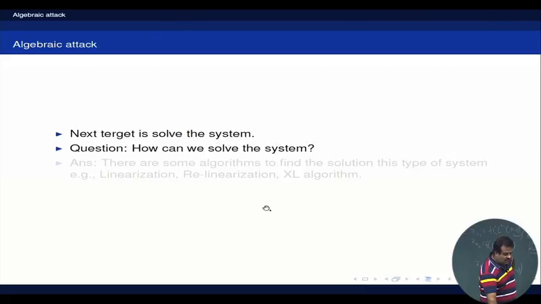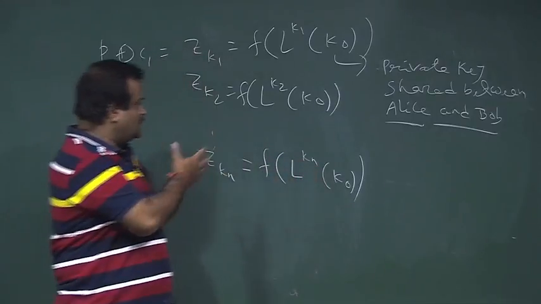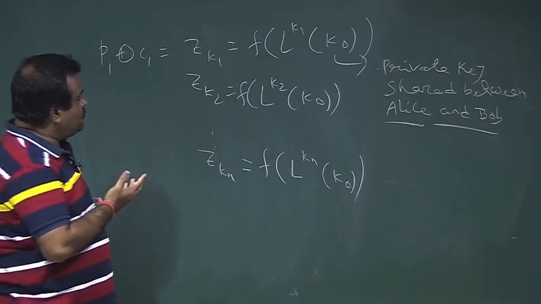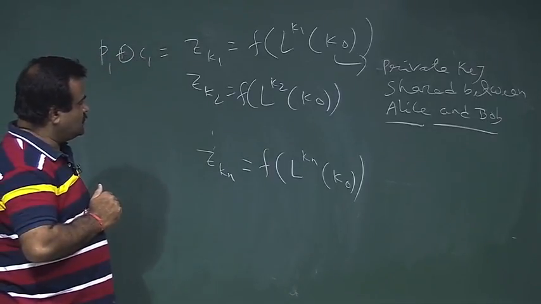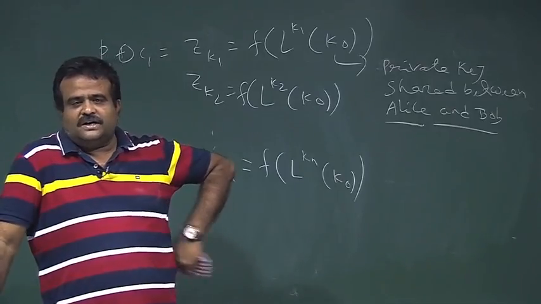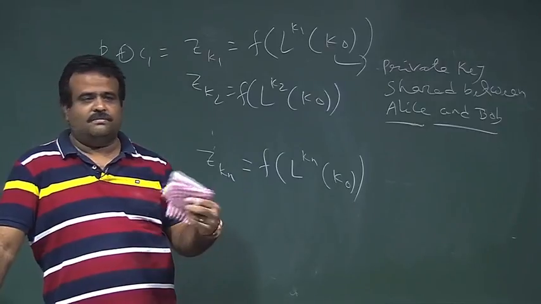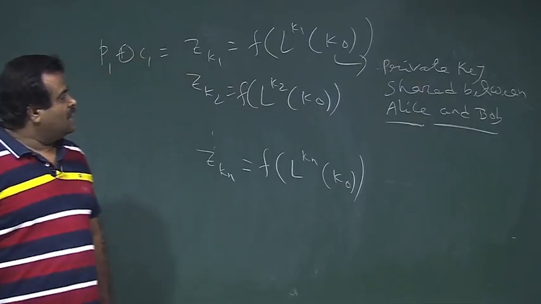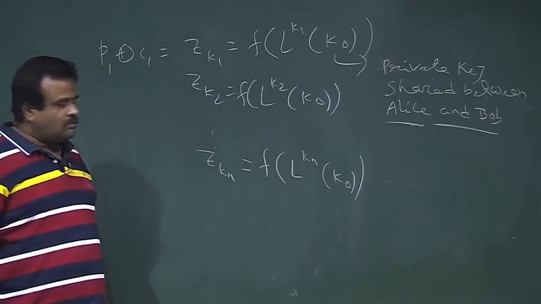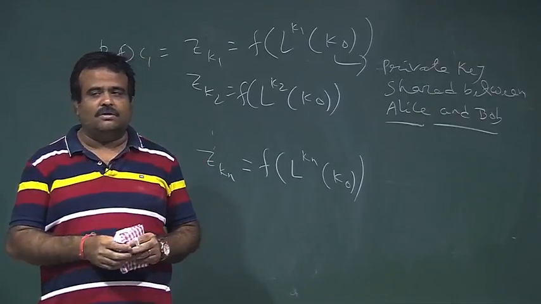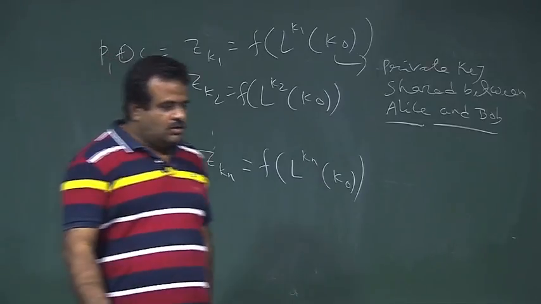So what next? Our next target would be to solve this system of equations, because this system may not be a linear system. If it is a linear system, we can directly use the Gauss elimination method or some matrix method to solve it. But this system may not always be linear. So we'll try to make this system linear. That is the method called linearization, and we'll talk about that.